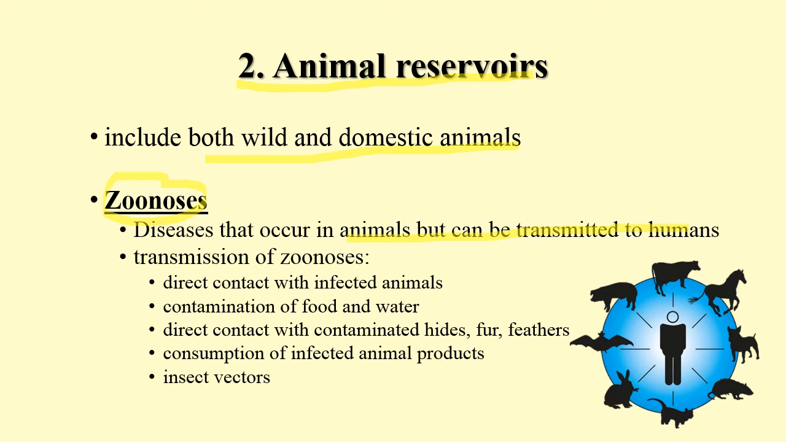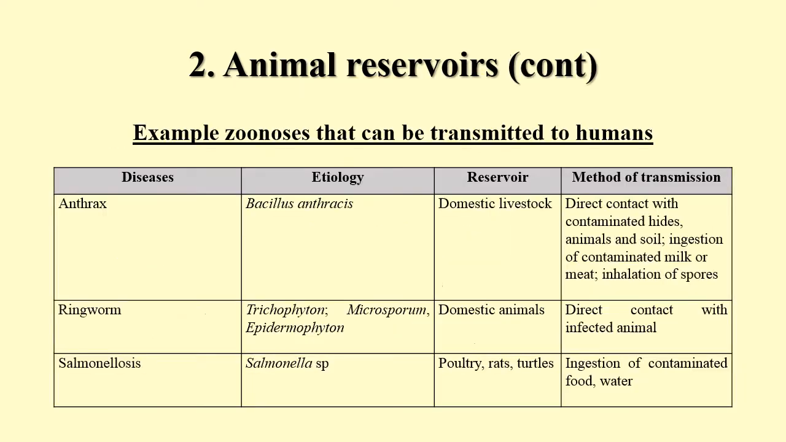Transmission of zoonosis can happen via direct contact with infected animals, or contamination of food and water, or direct contact with contaminated hides, fur and feathers, consumption of infected animal products, or via insect vectors. Okay, a few examples of zoonotic diseases are anthrax, ringworm, and salmonellosis. Perhaps you can read on your own. If you have any questions, please post in the question box.